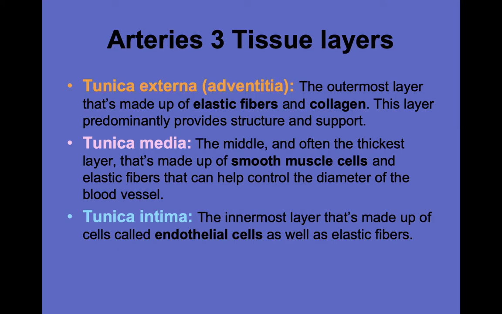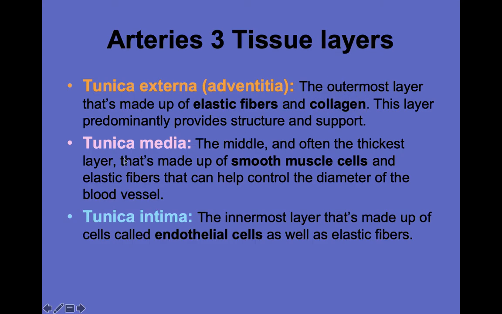So the very first layer is the outermost layer. It's called the tunica externa, or sometimes it's called the adventitia. I like this word just because this is on the outer edge, but both of them are used. It is the outermost layer, and it's basically made up of elastic fibers and collagen. Or what I would maybe write down is this layer basically is made up of connective tissue, lots of connective tissue.